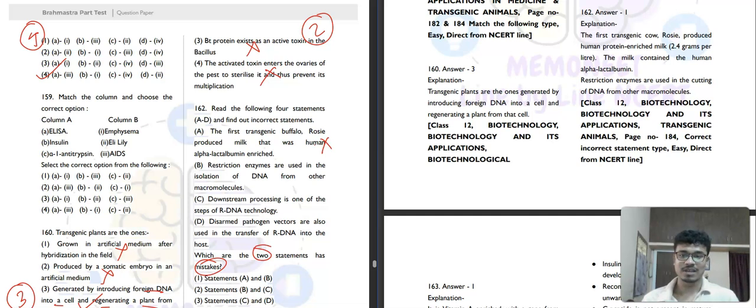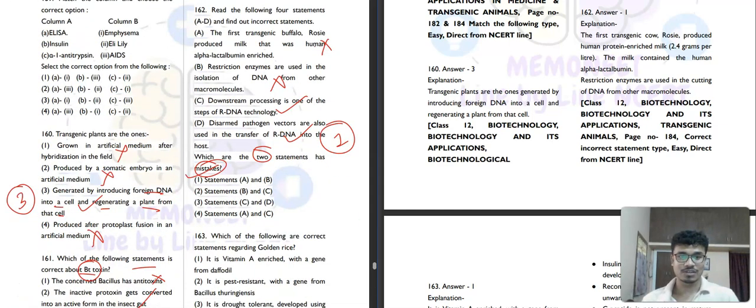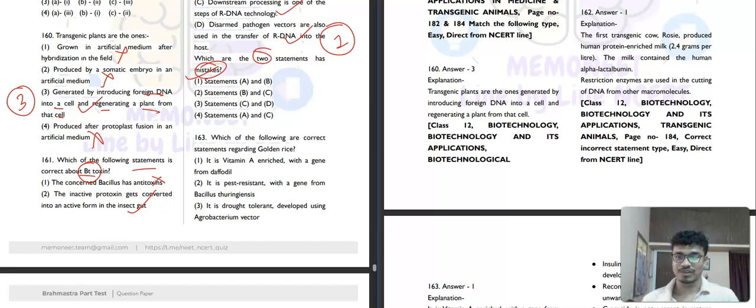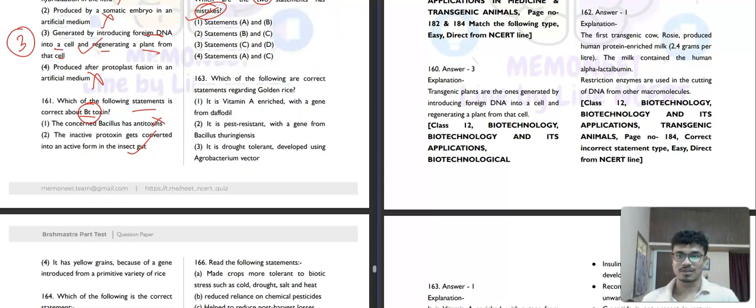Then, restriction enzymes are used in the isolation of DNA from other macromolecules. This is not correct. Then, downstream processing is one of the steps of recombinant DNA technology. Correct. Disarmed pathogen vectors are also used in transfer of recombinant DNA into the host. So these are also correct. So which of the following are incorrect? A and B. So the first option will be our correct answer. Then, moving towards the next question, that is question number 163, I guess. Yeah, 163.